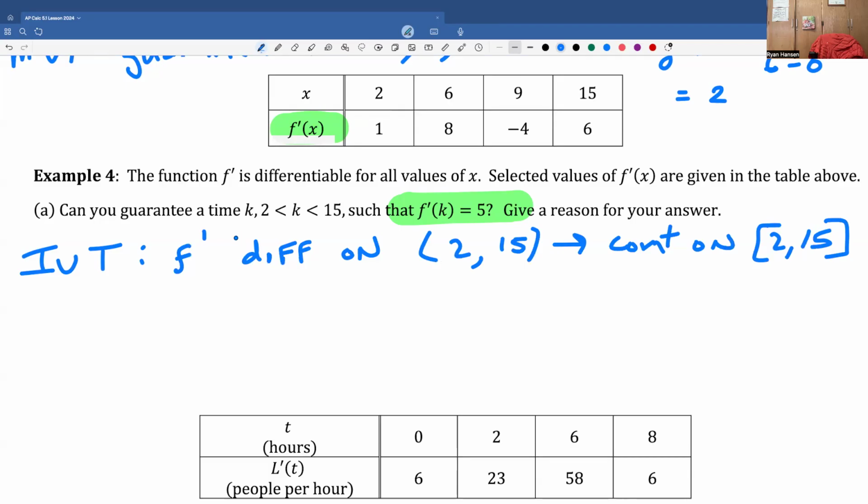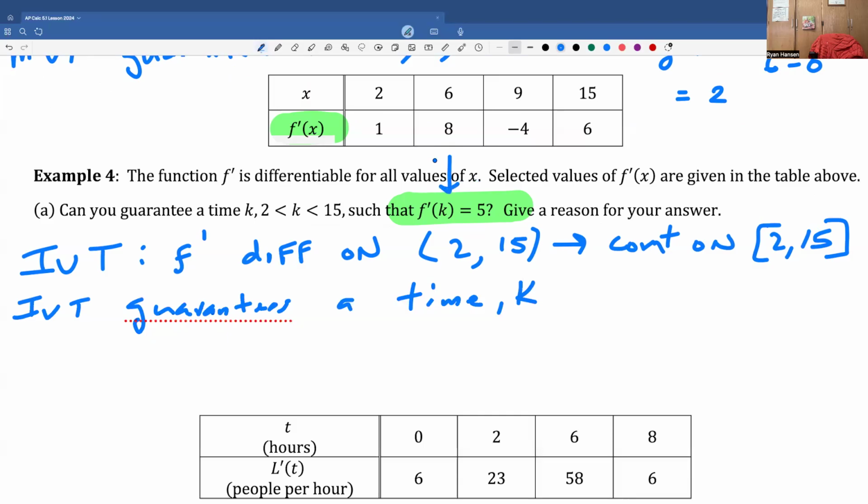So what can we say then? The IVT guarantees a time. They changed the letter here to K. It's not a big deal. If you wrote C, they'd mark you correct. It guarantees a time K such that f prime of K is equal to 5, right?